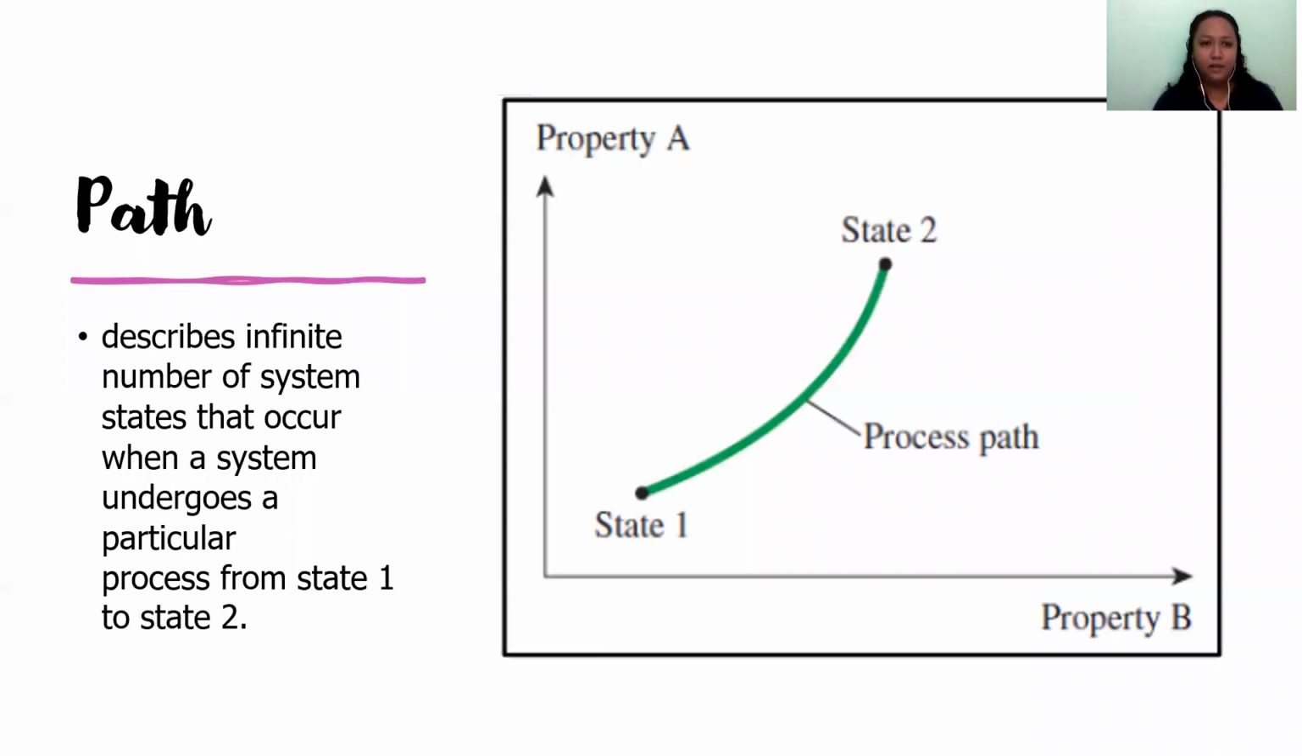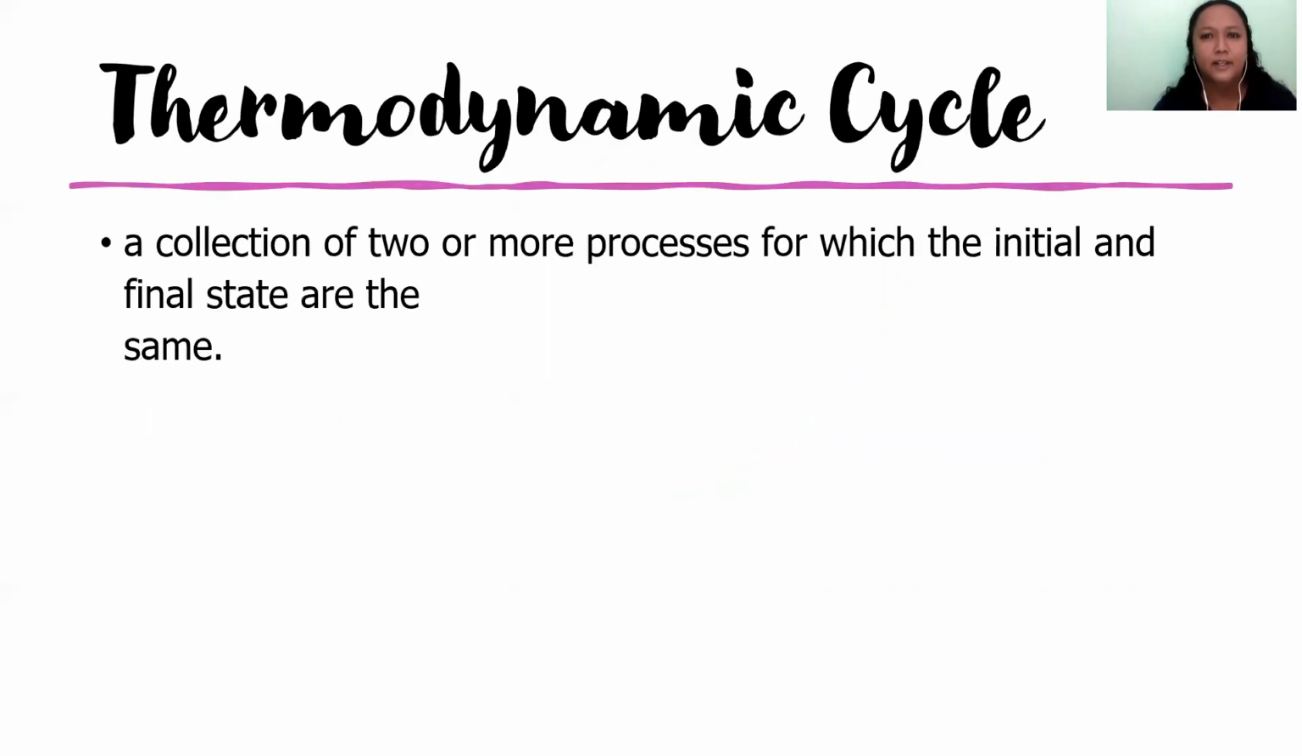If we have the process, meron din tayong tinatawag na process path. So, that is, from the figure, we have property A, property B. From state 1 to state 2, that is described. So, connected yan from state 1 to state 2. Okay? So, ang tawag dyan is process path. So, describes infinite number of states that occur when a system undergoes a particular process from state 1 to state 2. Okay? So, process path yun.